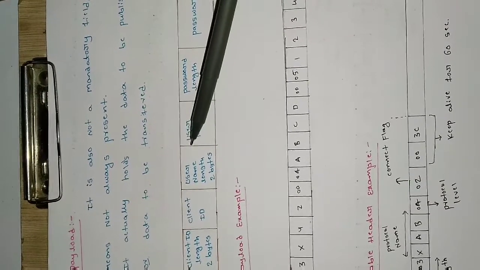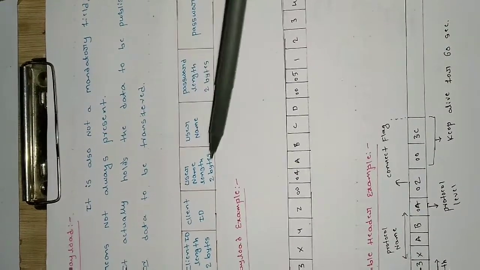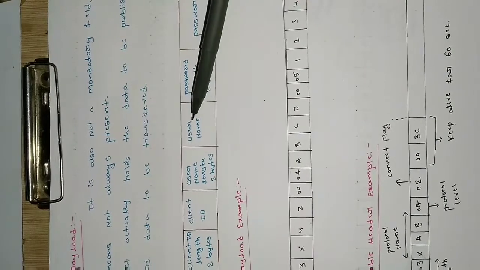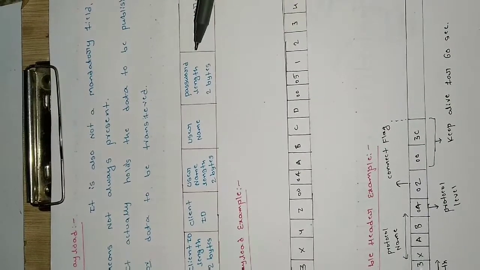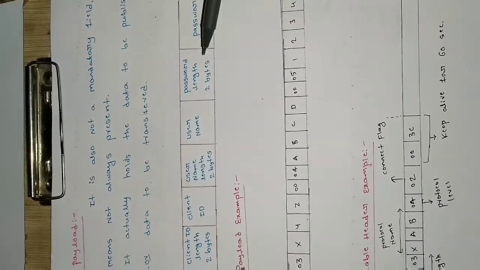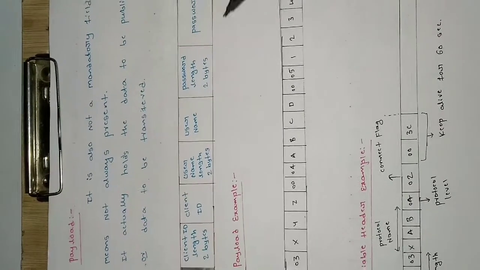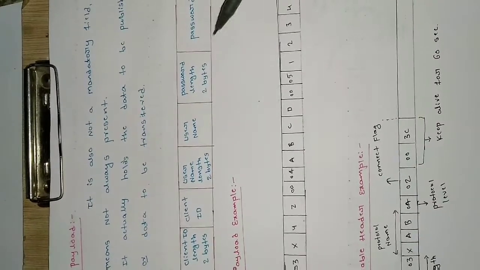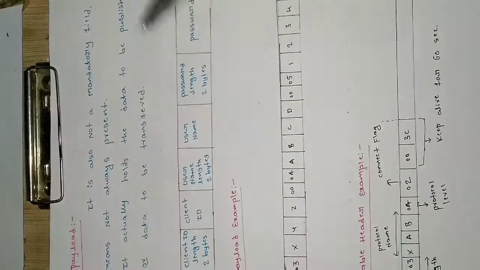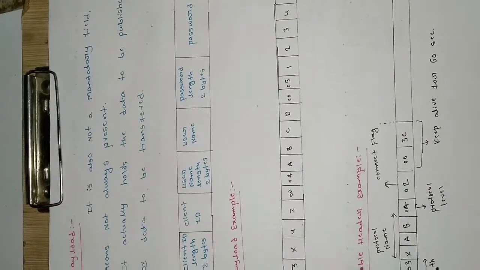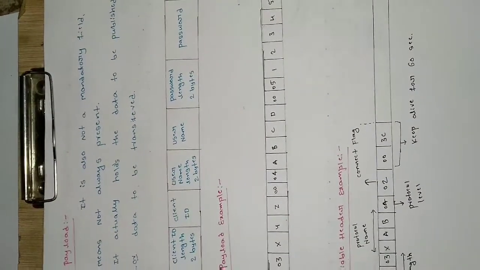So the next field is the username length. It is also 2 bytes and the username will follow that. Then the password length is there and that will be followed by the password. So it will be something like length and its name, length and its name, length and its name. So that is client ID, username and password. So for secure communication we need all of these, that is client ID, username as well as the password.